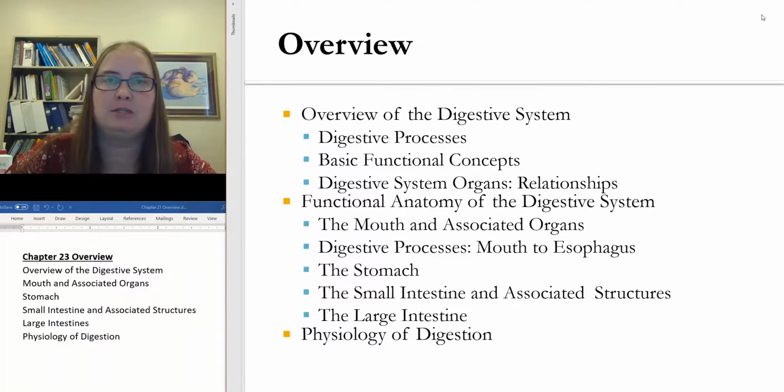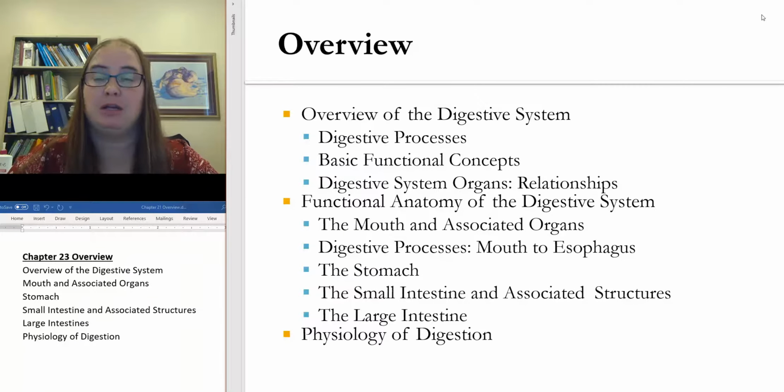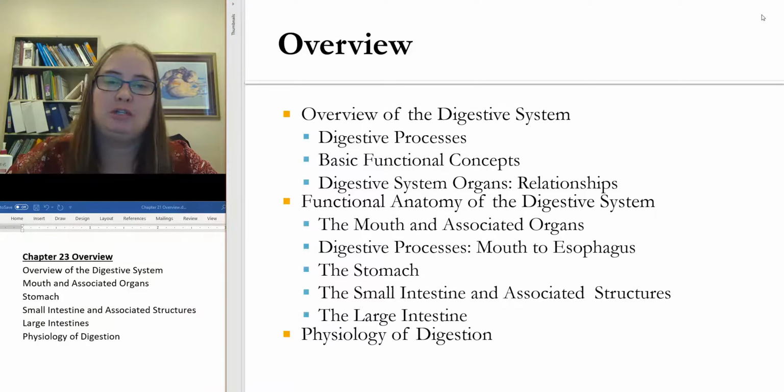So we'll focus on each area of the digestive system and talk about the functional anatomy, basically how those structures carry out their function. So we'll talk about the mouth and the associated organs. Then we'll move into the digestive processes of the mouth, basically how we move our foodstuff from our mouth through our esophagus and then down into our stomach. We'll talk about the function of the stomach and the parts of the stomach that carry out those various functions. We'll move into the small intestines and their associated structures, and then the large intestines. And then we end with talking about the physiology of digestion.